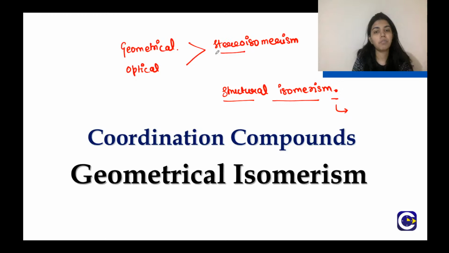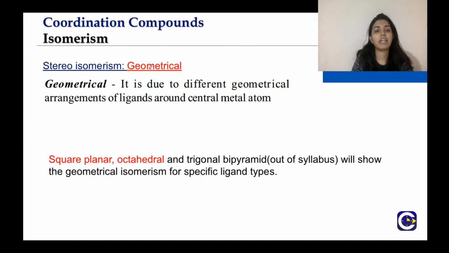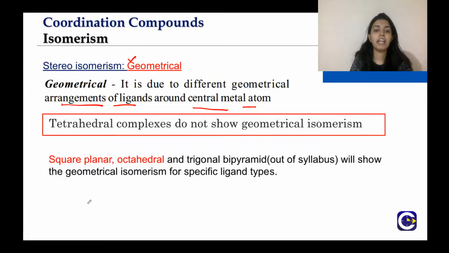So there are two types of stereoisomerism. One is geometrical and one is optical. So we were discussing the geometrical isomerism. It is due to the different arrangement of ligands around the central metal atom, right? Previously we studied that tetrahedral complexes do not show any kind of geometrical isomerism. That means the number of geometrical isomers for tetrahedral complexes comes out to be 0.